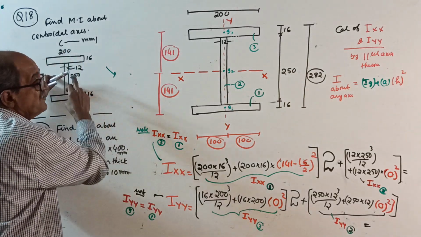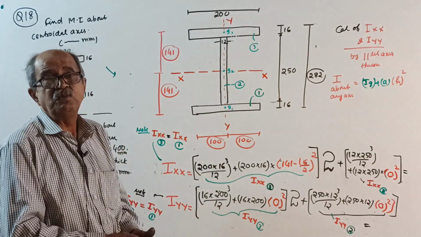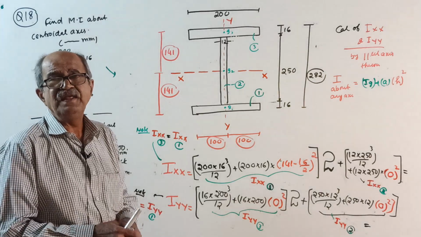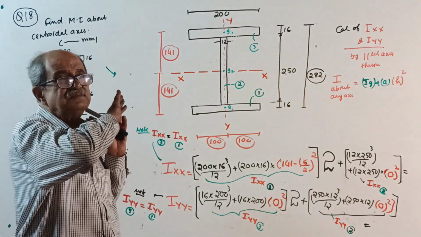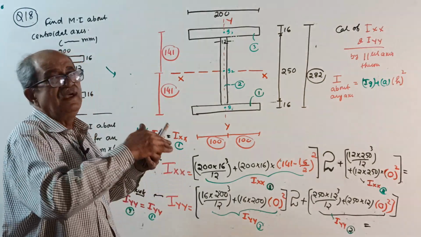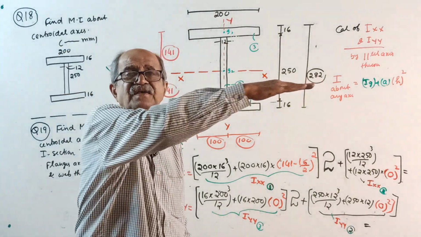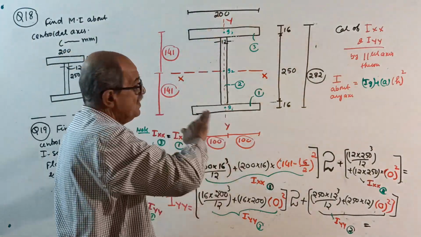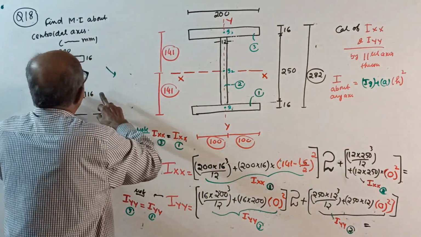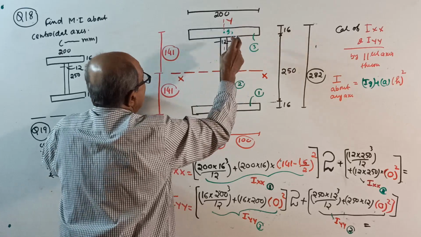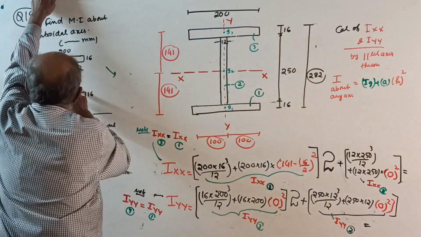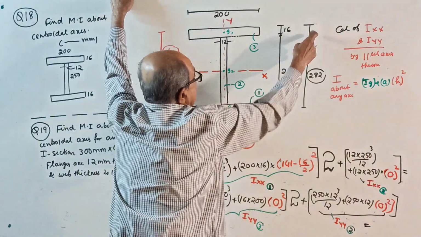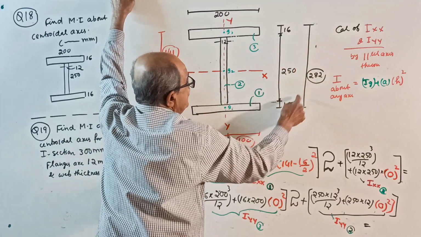This I section is symmetrical about both YY and XX. Therefore, no need of locating the axis by calculation. X bar not required, Y bar not required. Exactly, horizontal XX is vertically midway. Vertical axis YY is horizontally midway. So, divide into parts: 200 by 16, 12 by 250. 250 is this depth. This is again 200 by 16. Total depth is 250 plus 16 plus 16, that is 282.